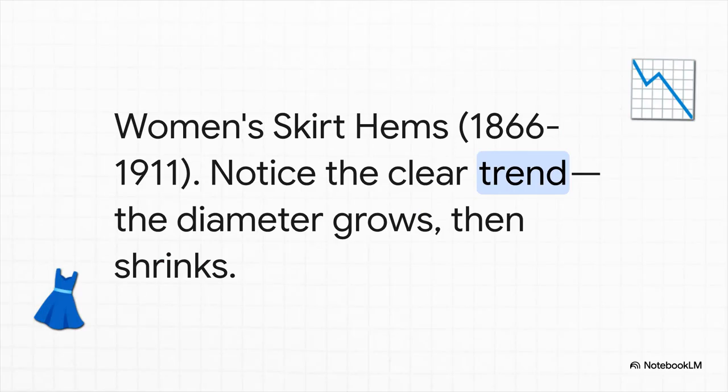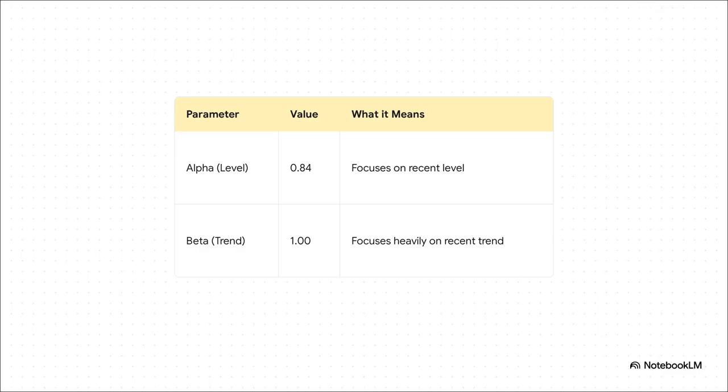For our next data set, we've got a fun one, the diameter of women's skirt hems back in the day. As you can see, there is a very obvious trend. The hemlines get wider, and then they get narrower. A simple average just can't track something like this. We need a model that can follow the curve. Now check out the parameters the model chose. The alpha, for the level, is super high at 0.84, and beta, our new knob for the trend, is cranked all the way up to 1.00.